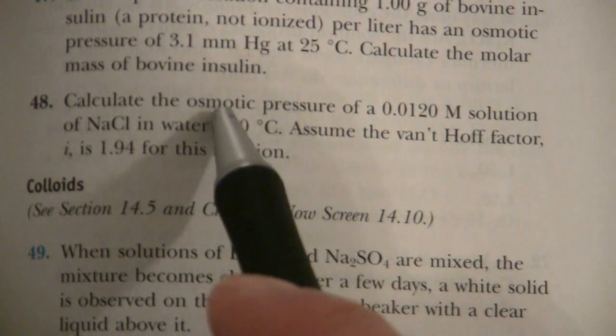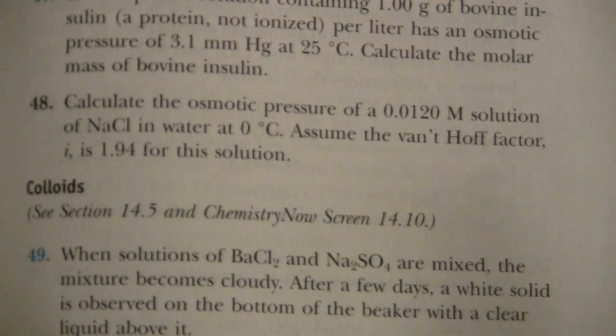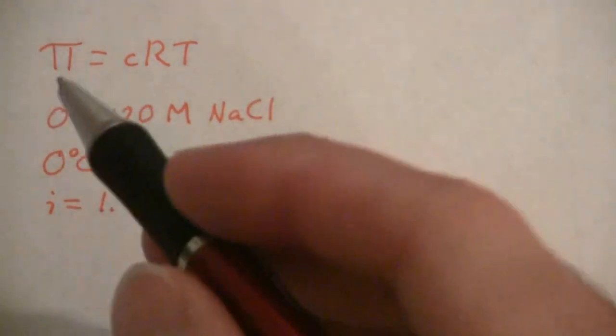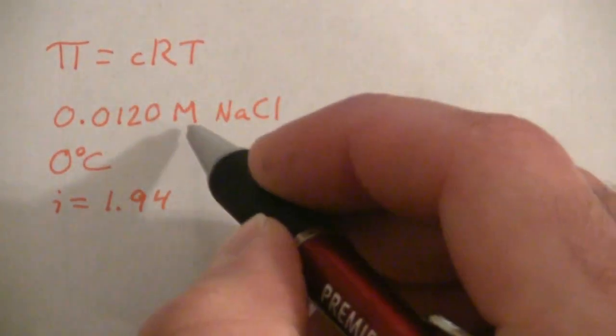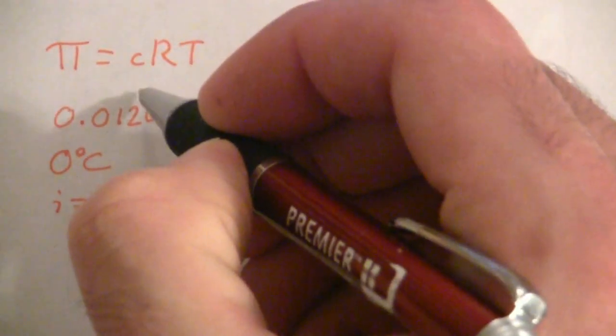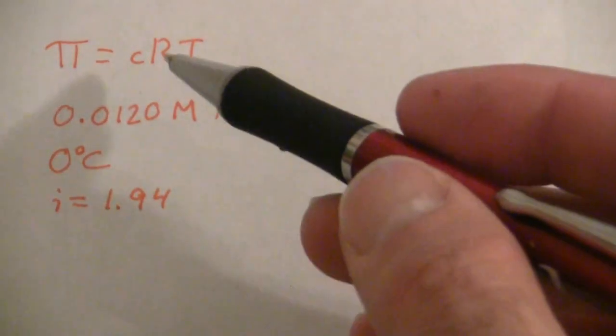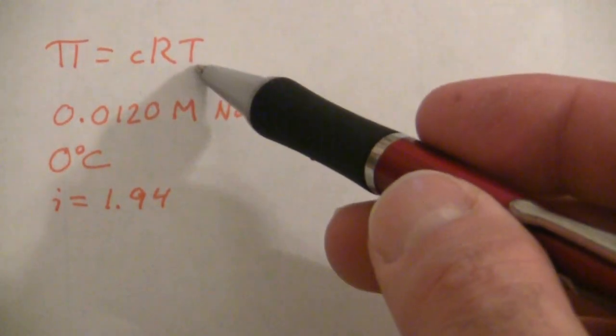All right, so we're talking about osmotic pressure. So the equation we're going to use there is pi equals CRT, where capital Pi is the osmotic pressure, and then C here is the concentration in molarity. Okay, and that is the solute concentration, the concentration of solute particles. And then we have the gas constant and the temperature.